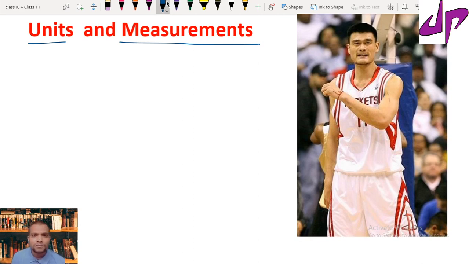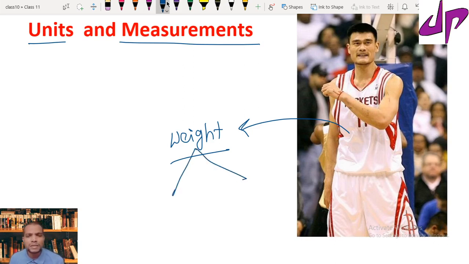Suppose I ask a question: what is the weight of this player? When it comes to weight, we have to mention it in terms of numbers. Suppose I take that as 75. So it's a number, and this 75 is incomplete information here. So we need to add something. That something, suppose, is kg.